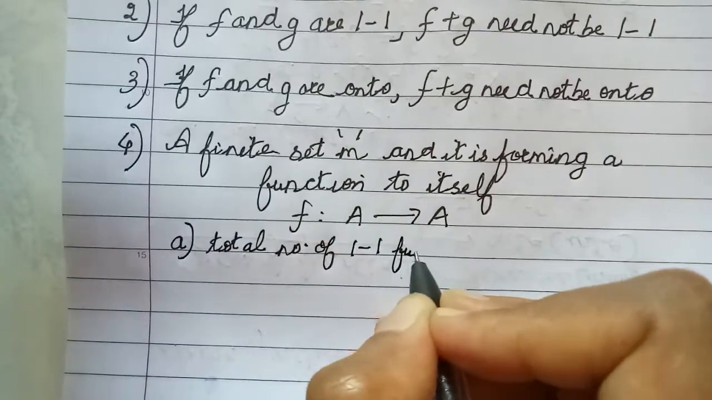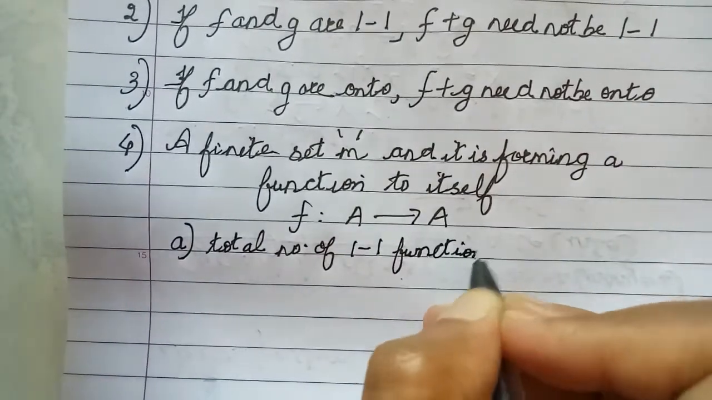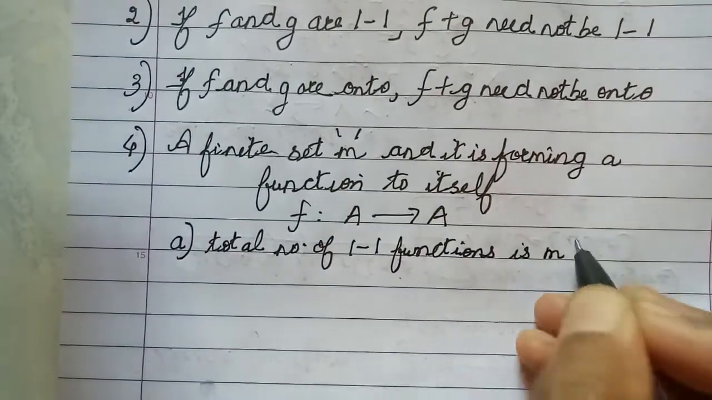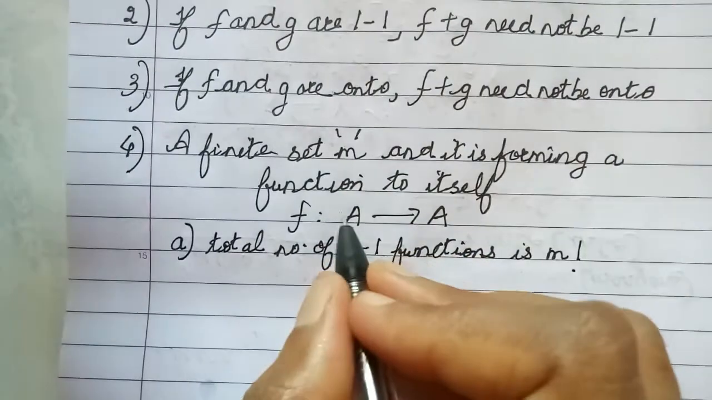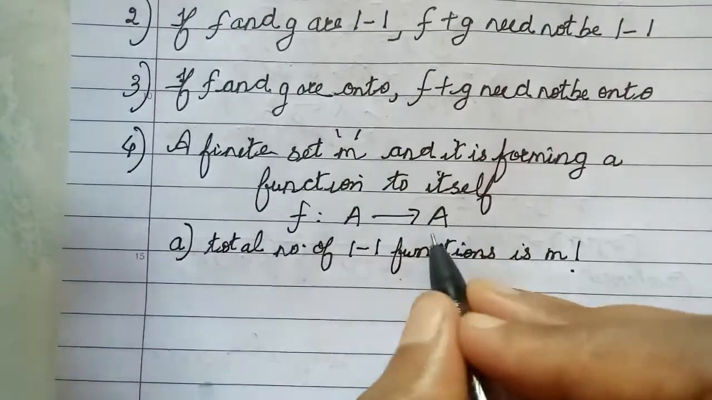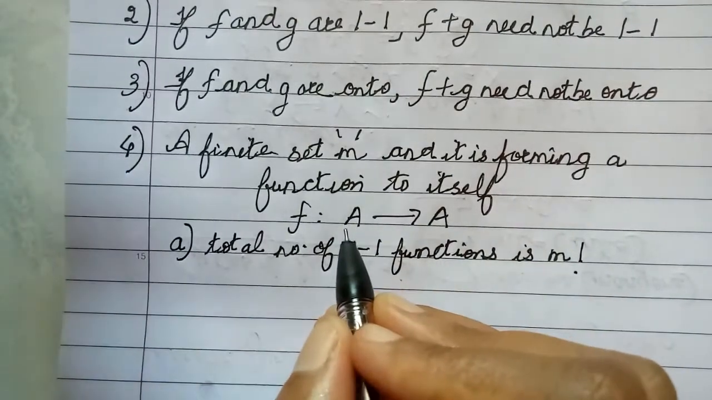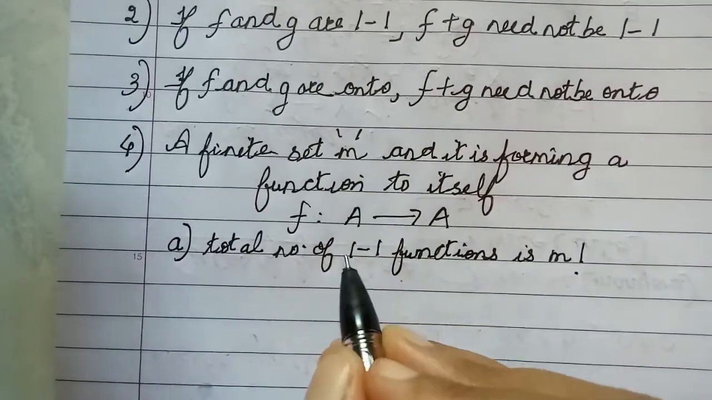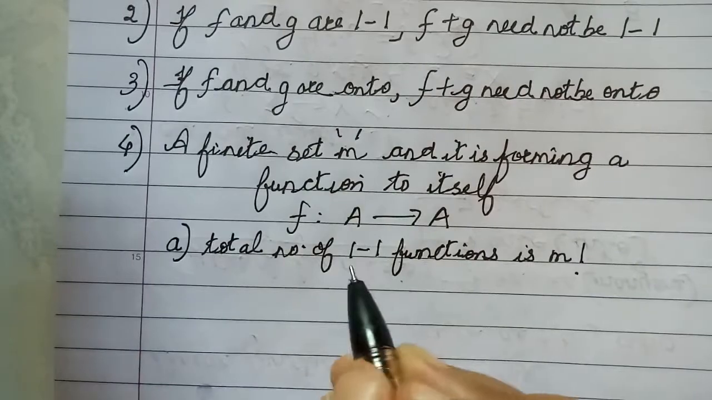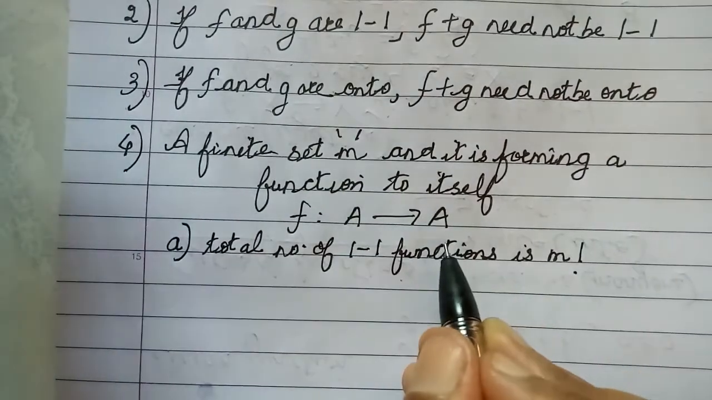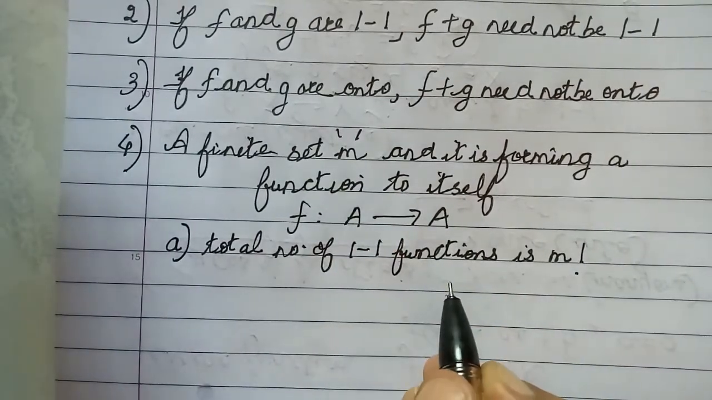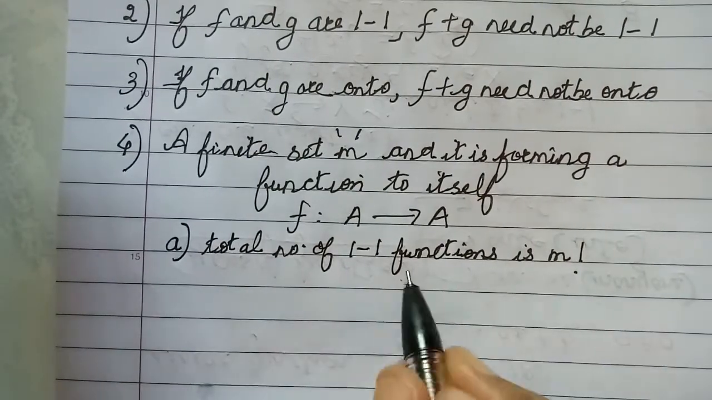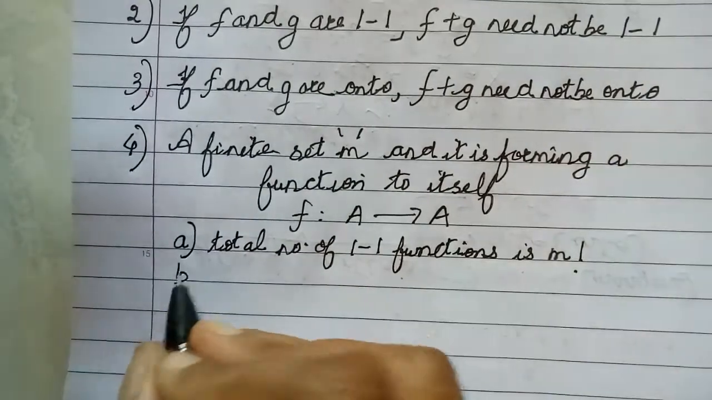The total number of one-one functions from a finite set of m elements to itself is going to be m factorial. Why? Because I have m elements here, children, and m elements here, so my first element will have m options. The second element will have m minus 1 options, the third element m minus 2 options, the fourth element m minus 3 options. That is nothing but the definition of factorial, right? So the total number of one-one functions is m factorial.